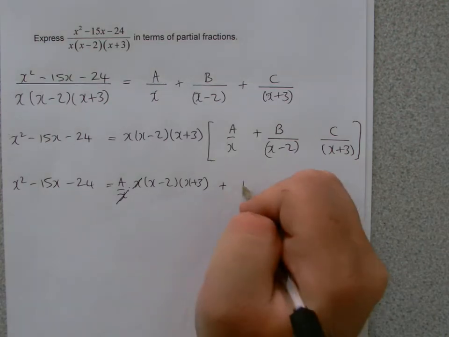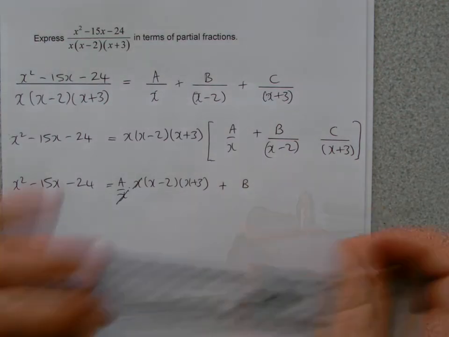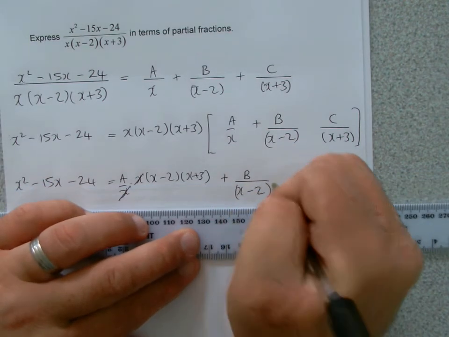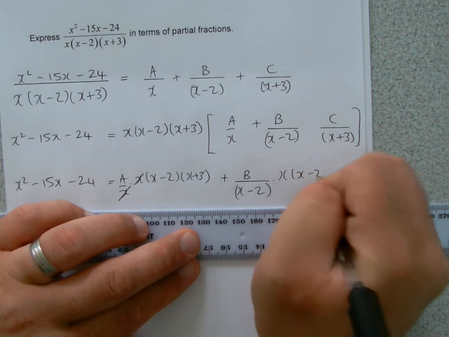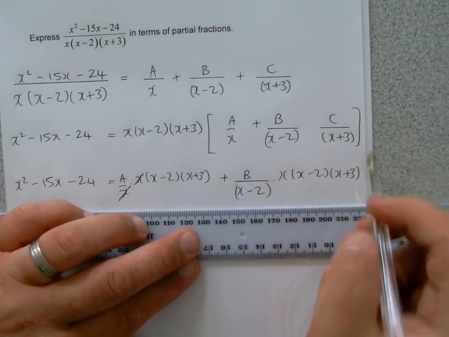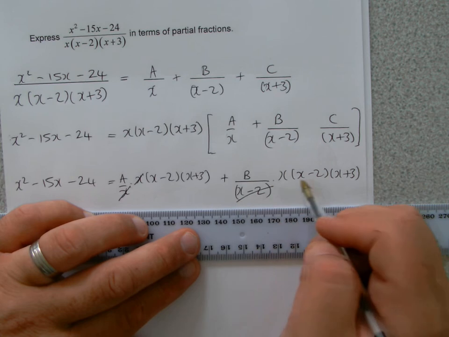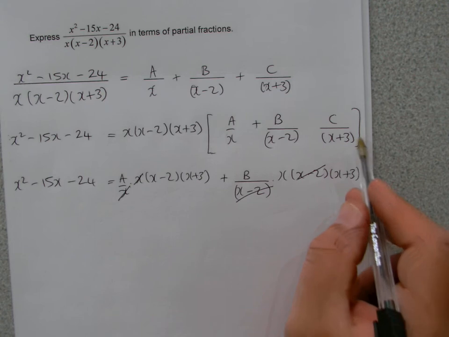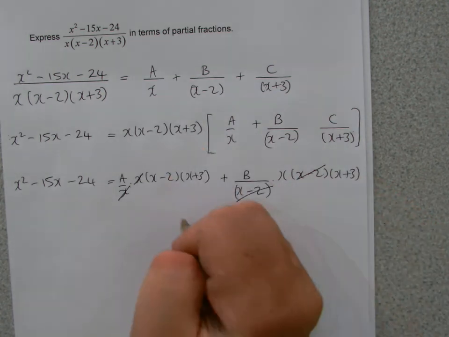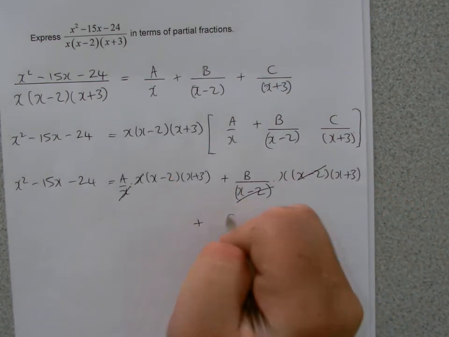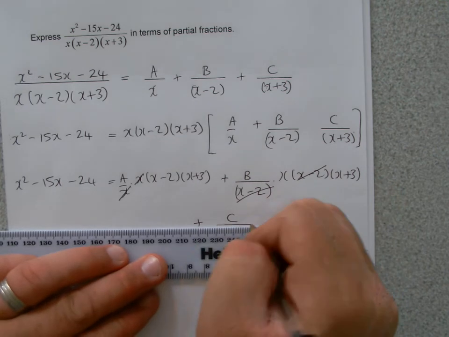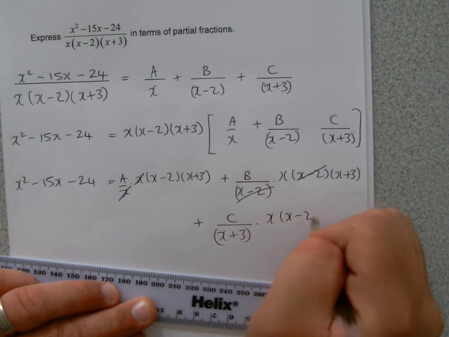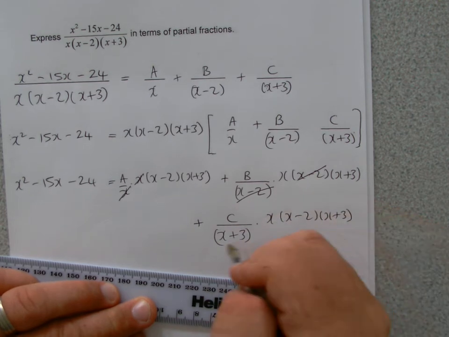Plus then, well, b over x minus 2. That will be multiplied then by x minus 2, x plus 3. So what will cancel here is the x minus 2's on top and bottom, so you're just left with x and x plus 3 there. And then don't forget the c, it's got to multiply too. You often run out of room here, so I'm going to write it underneath. So c over x plus 3 multiplied by x minus 2, x plus 3. So the x plus 3 is cancelled.